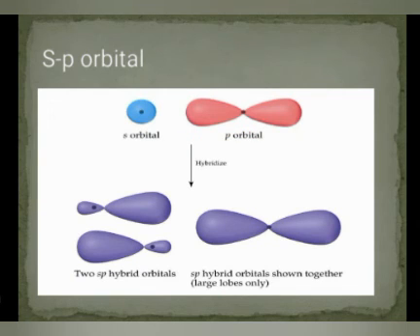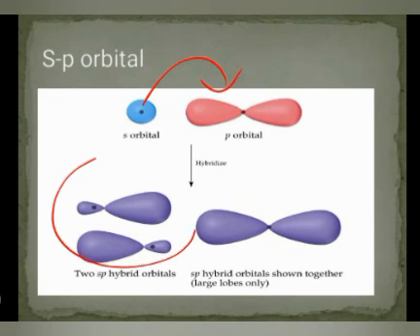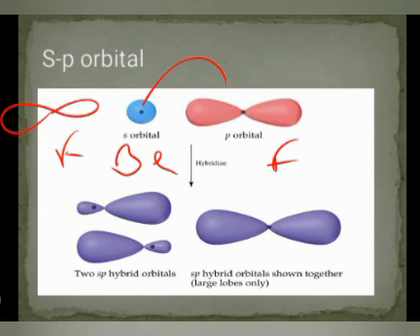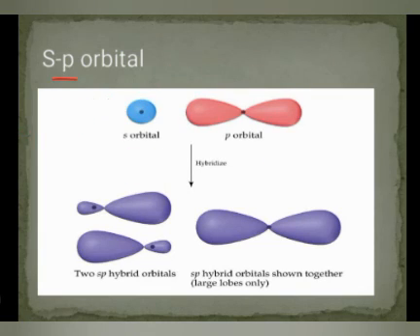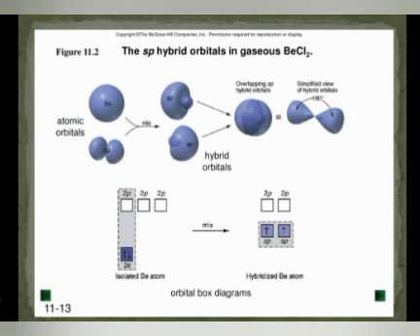We do hybridize. This is beryllium, this is fluorine. When beryllium overlaps with fluorine by giving one electron, they combine, and once they combine, they form this kind of structure. This is called sp hybrid. So now beryllium and one more fluorine will be there. In the same way it will combine and form beryllium fluoride. That kind of hybridization is called sp orbital. Similarly, we have sp2, sp3.